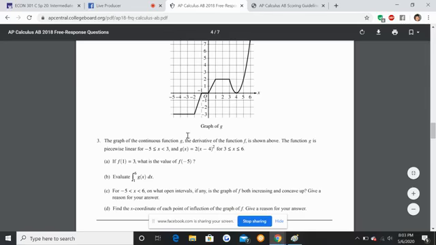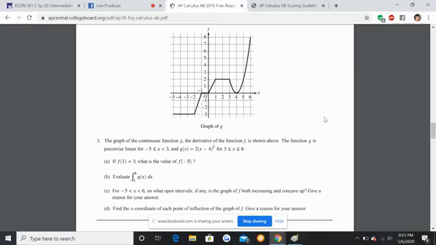So the graph of the continuous function g, the derivative of the function f, is shown above. The function g is piecewise linear for -5 ≤ x < 3, and g(x) = 2(x - 4)^2 for 3 ≤ x ≤ 6.